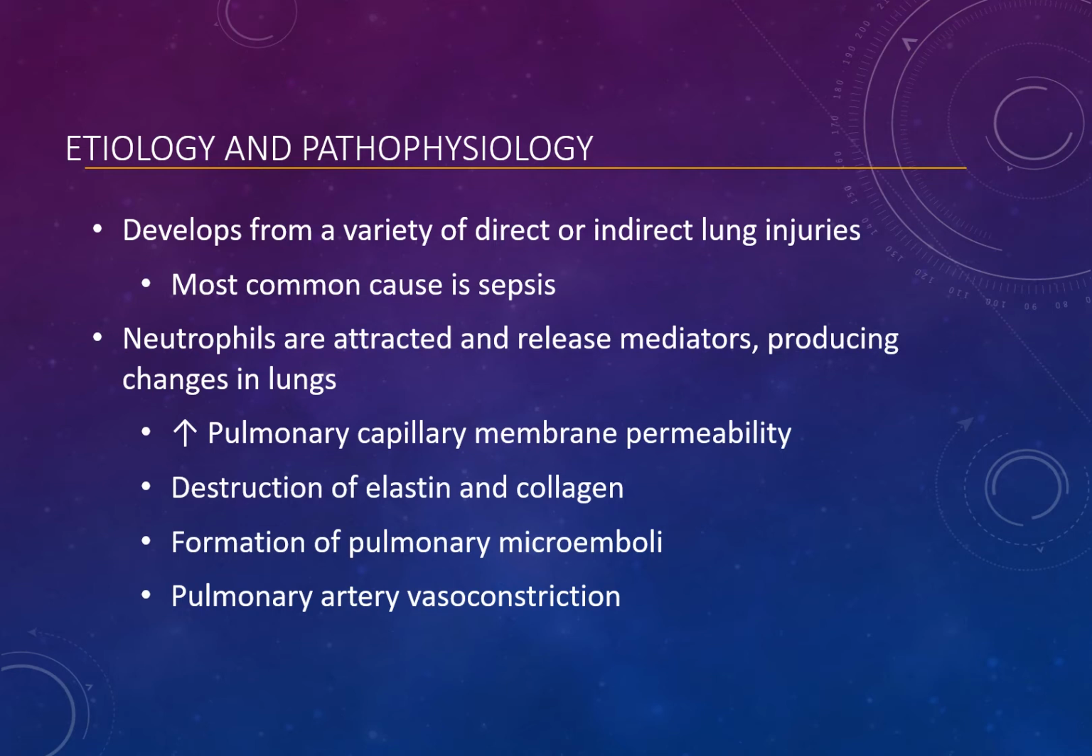Destruction of elastin and collagen contributes to decreased elastic recoil of the lung. So once it's stretched open, it has a harder time snapping back for ventilation to occur. Formation of pulmonary microemboli, so these would be those small clots in the lungs, some tiny PEs. And then pulmonary artery vasoconstriction. This would prevent deoxygenated blood from getting to the lungs to participate in oxygenation.